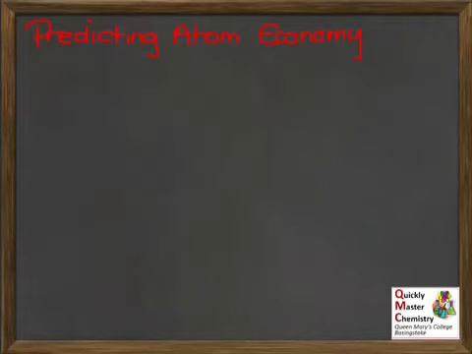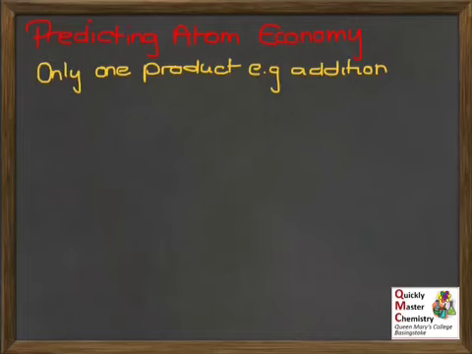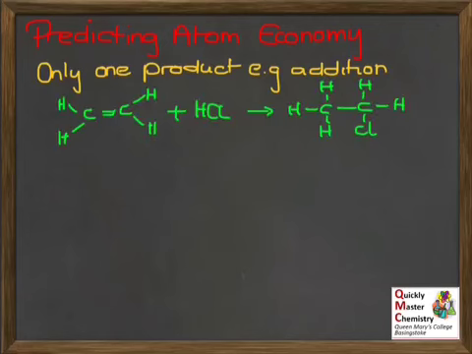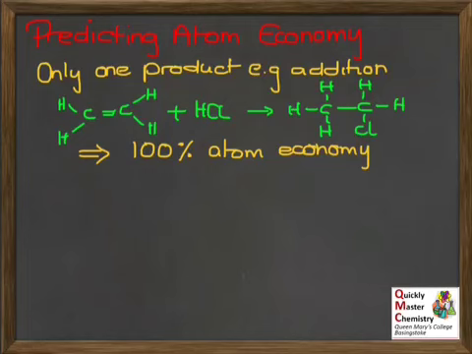Sometimes when you're asked about atom economy, you don't need to do a calculation. You can just estimate the atom economy. And let's have a look at this in action. So imagine a situation where you've got a reaction that produces only one product. For instance, an addition reaction of an alkene here, ethene reacting with hydrogen chloride to make chloroethane. We don't need to do a calculation. There's only one product. And so therefore our useful product is all of the products, and that means that the atom economy has got to be 100%.